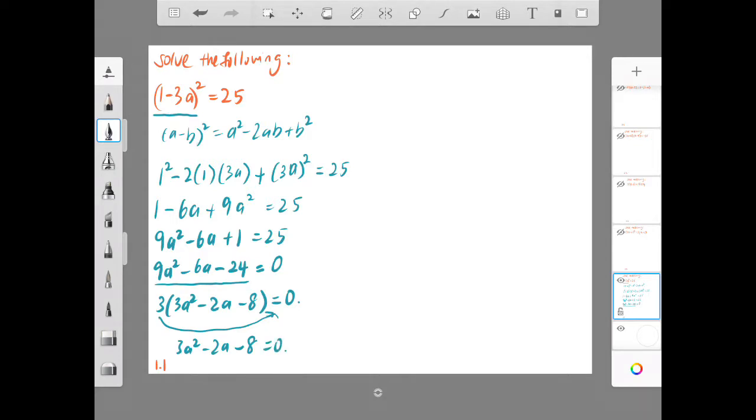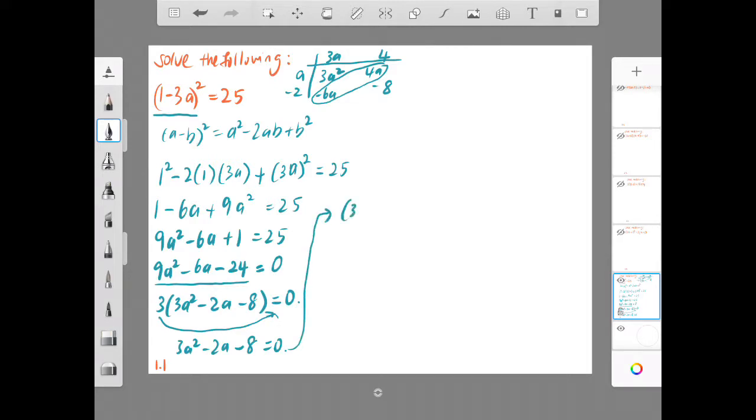Alright, so I'm going to solve using the multiplication frame. So it will look like that: 3a square and negative 8. So it will be 3a and a, and then a 4 and a negative 2. So this will be negative 6a and 4a, which will give us negative 2a. Okay, so my factors are actually, let me continue here.